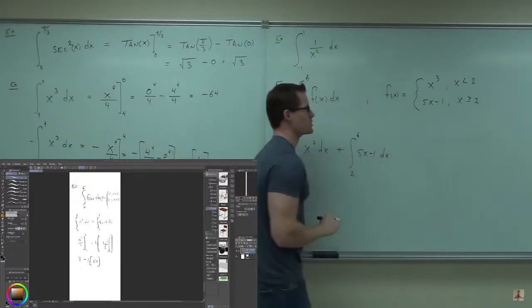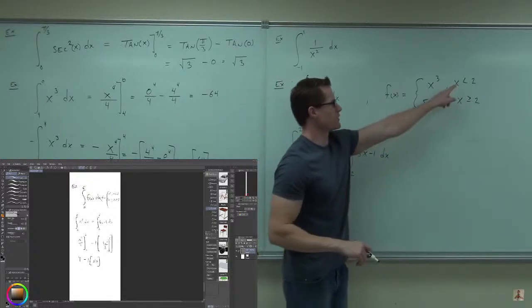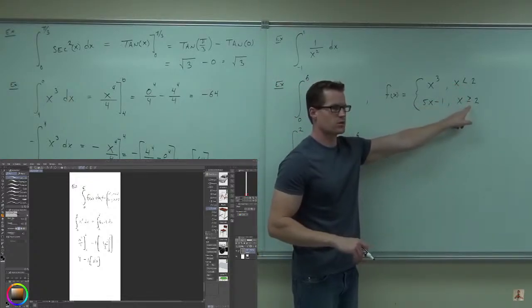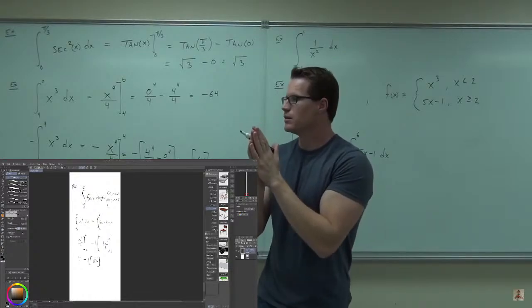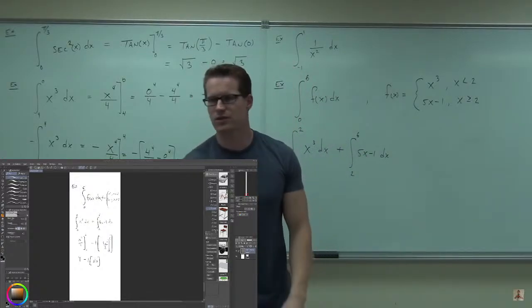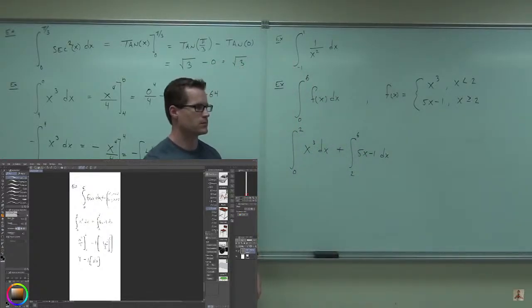Some people might have a question: does it matter that this one's actually less than 2 and this one's greater than or equal to 2? No, not really. We have such small rectangles, it doesn't really matter. They're all going to mash together anyway. If it wasn't greater than or equal to 2, if it was just greater than, it would matter, correct? Because then you'd have a gap right there. No, it'd still do it.